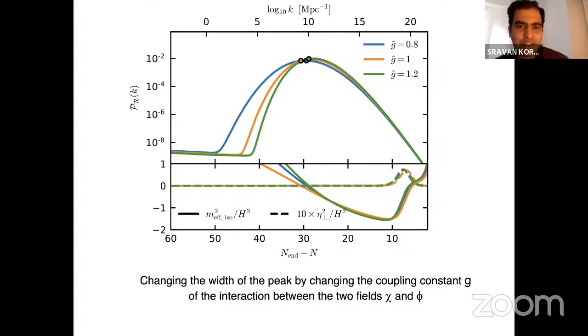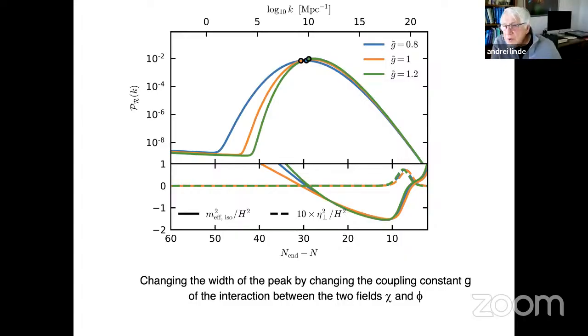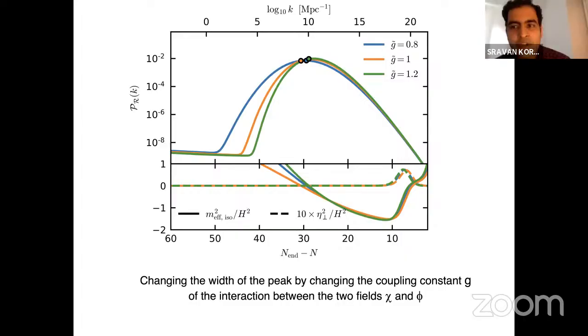My first question is related to how do you estimate the mass of the primordial black hole in your two-field model, and does it depend on the coupling between the fields? Excuse me, can you repeat it again? How do you estimate the mass of the primordial black hole that can be formed in your model, and how does it depend on the coupling between the fields?